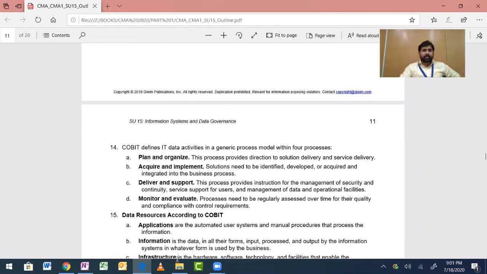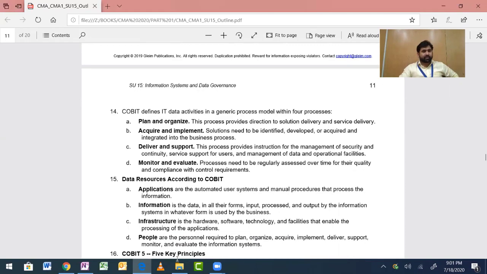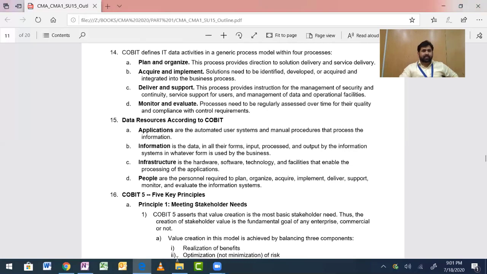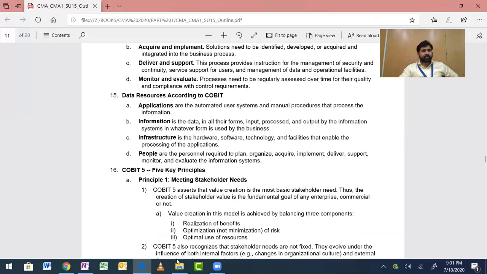Okay. So here COBIT defines IT data activities in a generic process model within 4 processes: plan and organize, acquire and implement, deliver and support, monitor and evaluate. Okay. So the data should be modeled in these 4 processes. The discussion should be divided into these 4 processes: plan and organize, acquire and implement, deliver and support, and then monitor and evaluate. Do the reading, you will feel good. Data resources will be application, information, infrastructure and people.